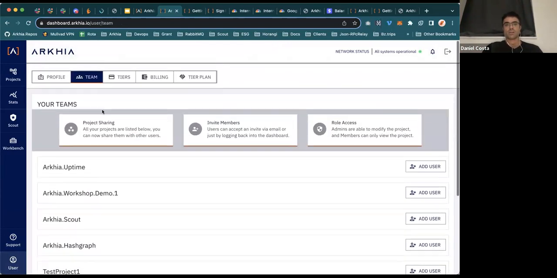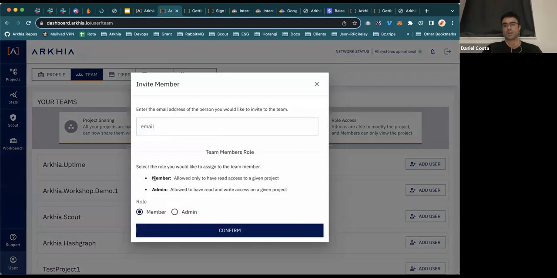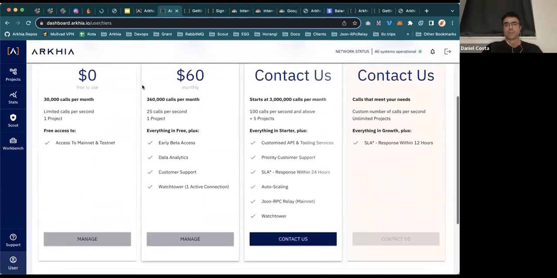Teams as well is another feature that allows you to add people to your project. If you're working on one project with maybe 4 or 5 people, just invite everyone. Everyone will see the same project and you can use the same API key. There are even different types of role members, member and admin. So pretty useful.